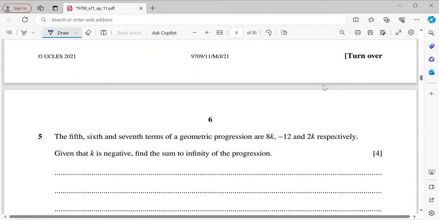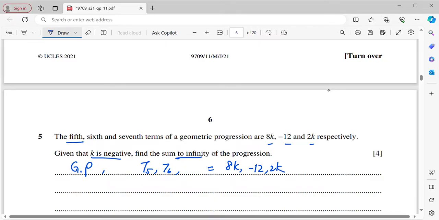Okay, next, question number 5. The 5th, 6th, and 7th terms of a geometric progression are 8k, negative 12, and 2k respectively. Given k is negative, find the sum to infinity. So T5, T6, T7 will be 8k, negative 12, and 2k.